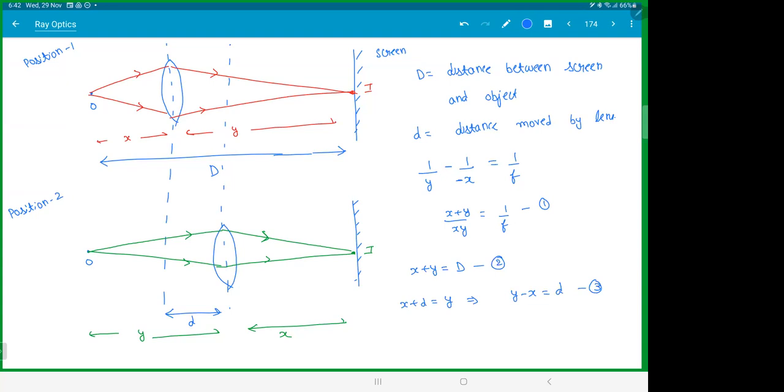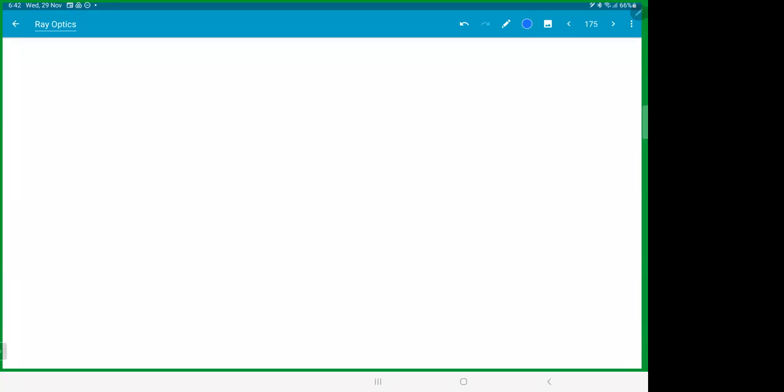One is from the lens maker equation, one is X plus Y is equal to capital D, and one is X plus d is equal to Y. Just distances. Anyone not clear with this page, please ask me. Anyone didn't understand any particular diagram? What is distance? What is X, Y, F, anything? Clear? Then I'll write these equations on the next page again.